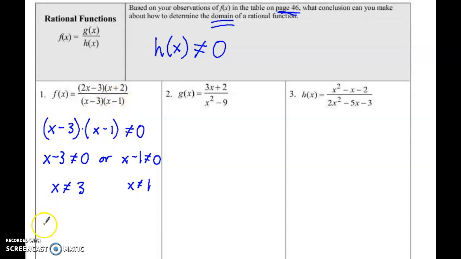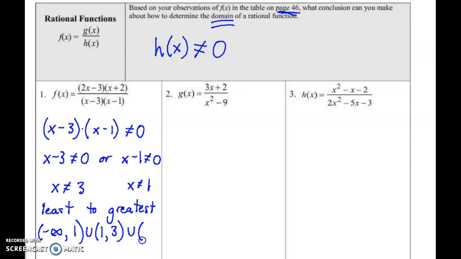Now, here's the thing with interval notation, is you always go least to greatest. So if I'm writing this as interval notation and all I want to do is say that these answers cannot happen, then I would say from negative infinity to 1, because 1 is smaller than 3, and then union 1 to 3, and then union 3 to infinity.